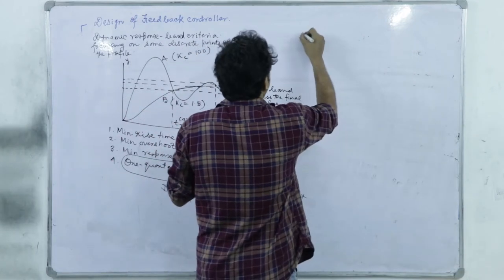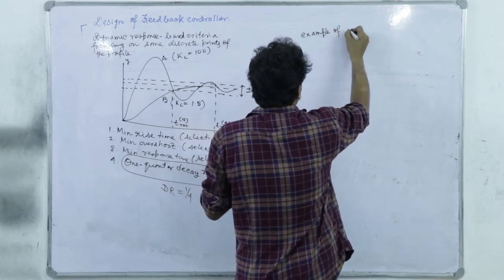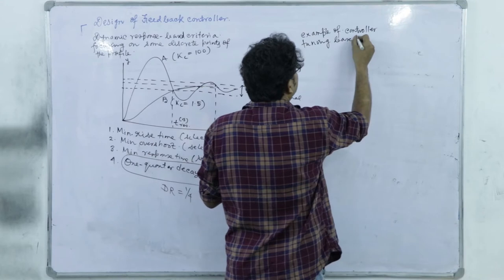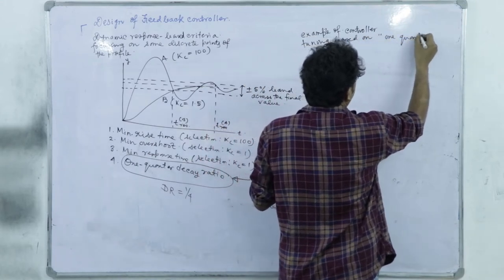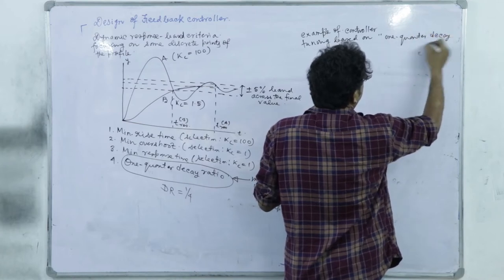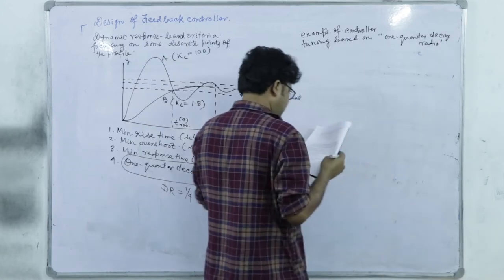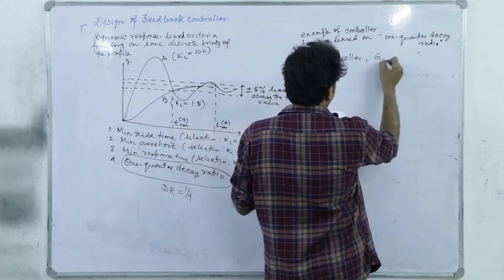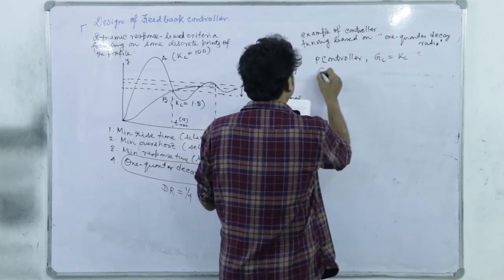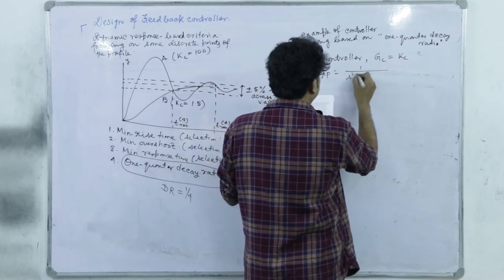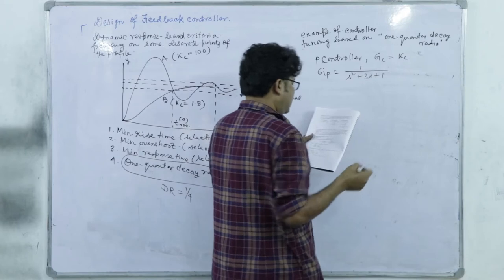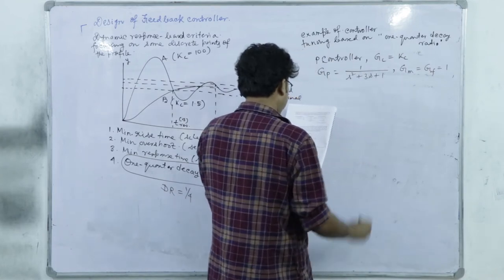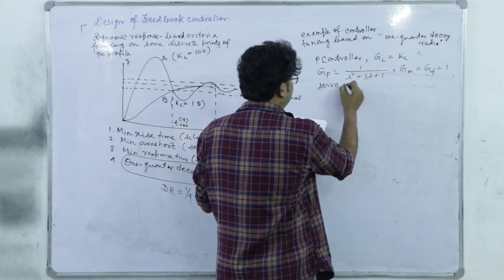We have an example of controller tuning based on 1/4 decay ratio. So it is a P controller for which GC equals Kc, and the process GP is a second order process, 1 divided by s square plus 3s plus 1, this is overdamped, with negligible dynamics of the measuring device and the final control element, that's for simplification, and it is operating in servo mode.